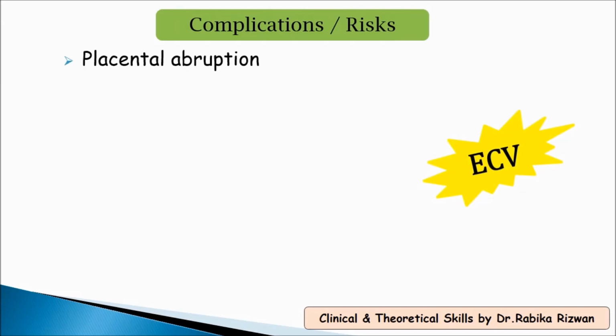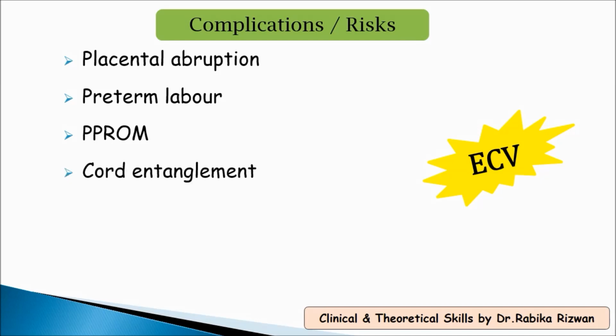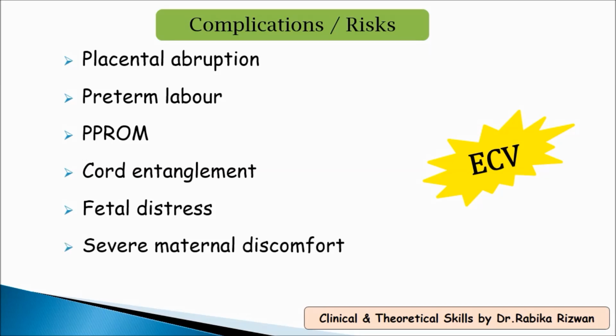Now, what are the complications or risks associated with external cephalic version? You may have placental abruption, preterm labor, or premature rupture of membranes. That's why you need to perform this procedure in a hospital setting with immediate access to emergency C-section or even breech delivery. Then the next complication is cord entanglement or any kind of cord accidents. Then, most importantly, fetal distress, which is a very common complication associated with this procedure.